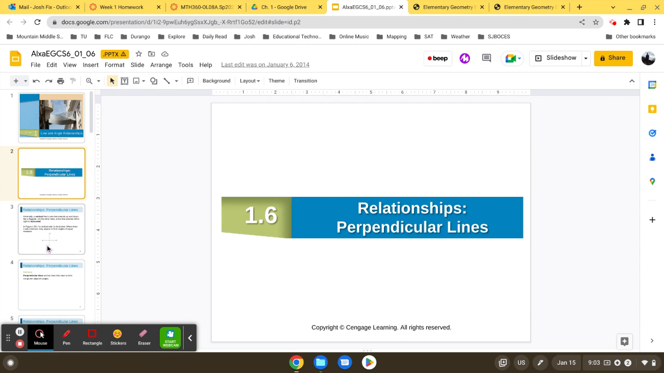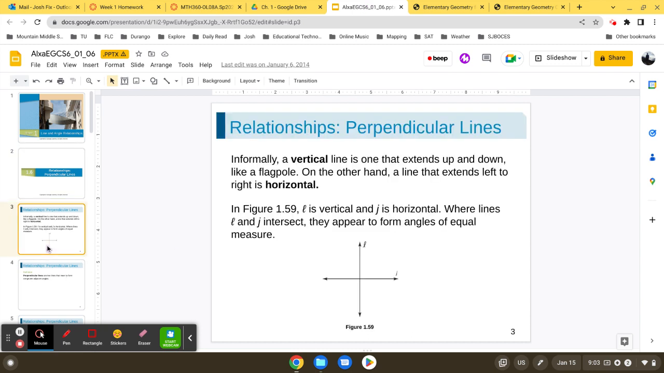Otherwise, your job for this is let's just talk about breaking it down. Informally, a vertical line is one that extends up and down like a flagpole. On the other hand, a line that extends left and right is called horizontal. That's pretty straightforward. So we say line L is vertical and line J is horizontal.